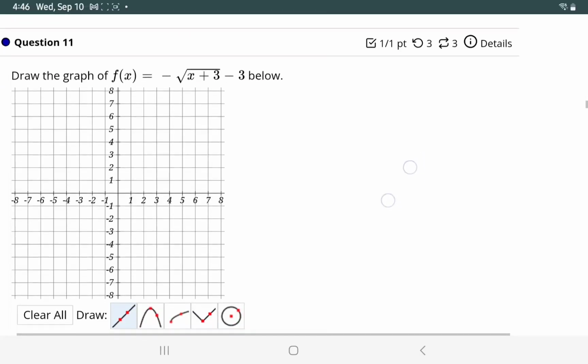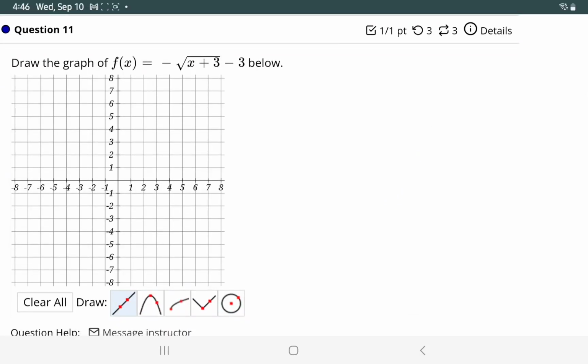All right, let's also look at question number 11, because this one involves the square root function. So here we are trying to graph f of x equals minus the square root of x plus 3, minus 3. And so since we are dealing with a square root function here, let's pick the square root graphing utility or drawing utility. And then let's first think about trying to make the expression under the square root equal to 0. And that's going to happen when x is equal to -3.